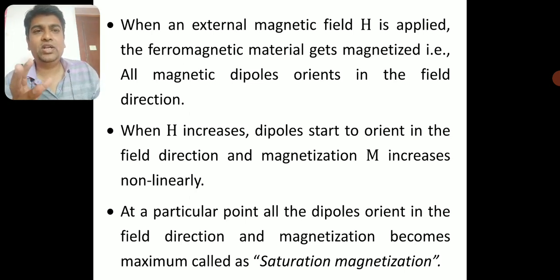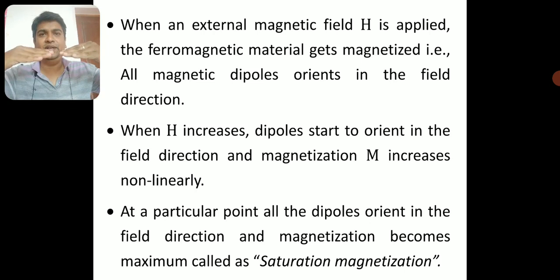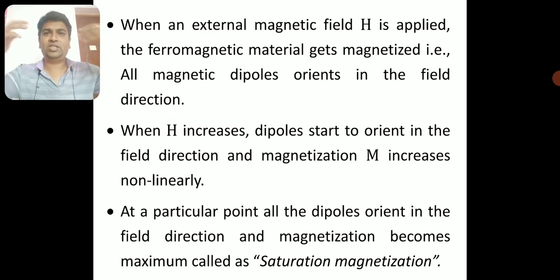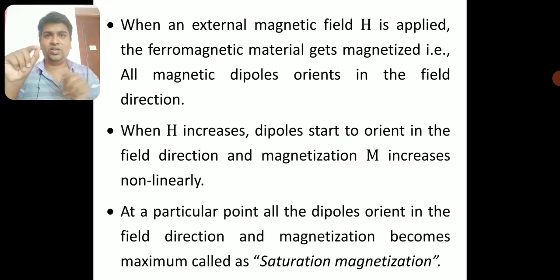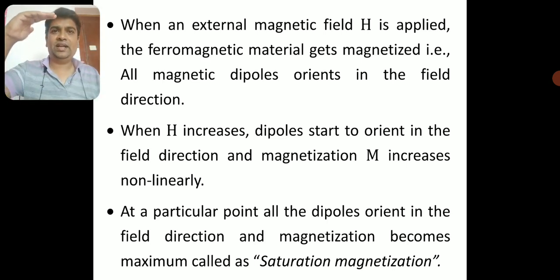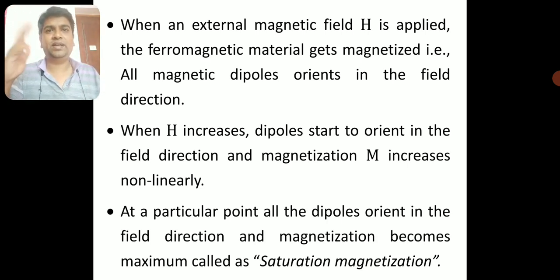At a particular point, all dipoles are oriented in the direction of the magnetizing field, and magnetization becomes maximum. You go on increasing the magnetizing force, and at one particular point, all the dipoles are completely oriented in the direction of the magnetic field. That means it is full. Magnetization is complete and attains a maximum value. This is called saturation magnetization.